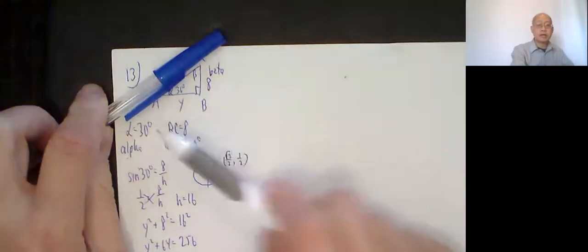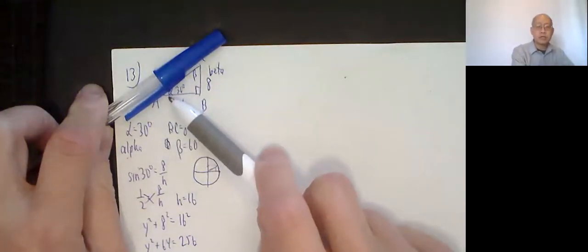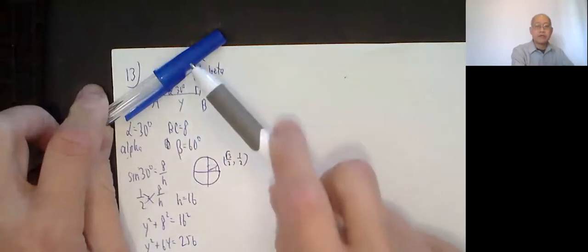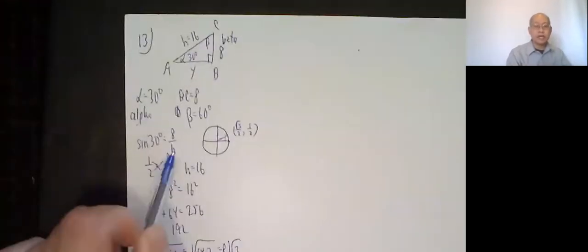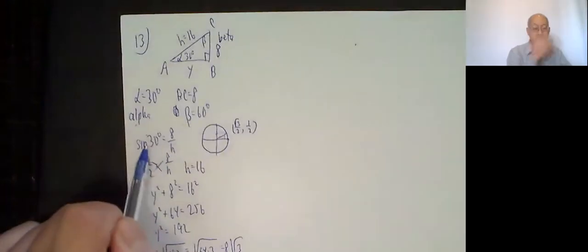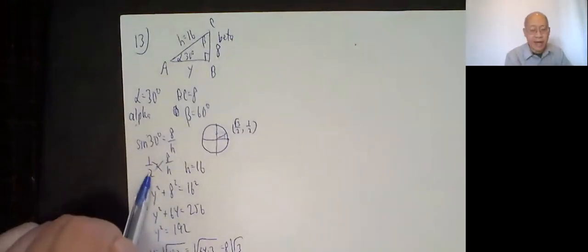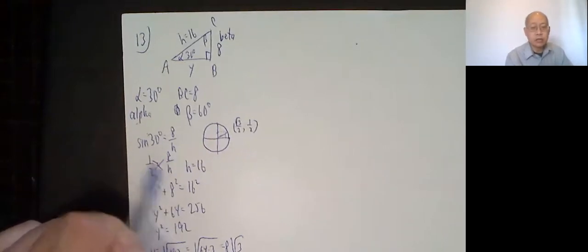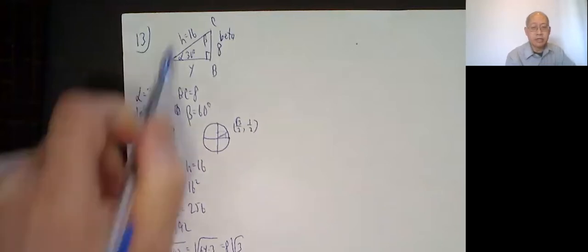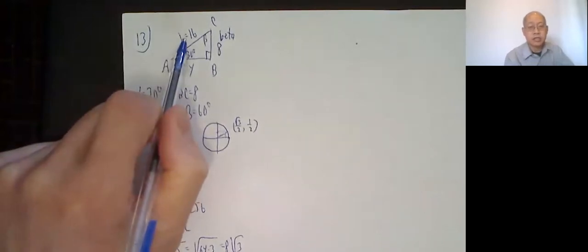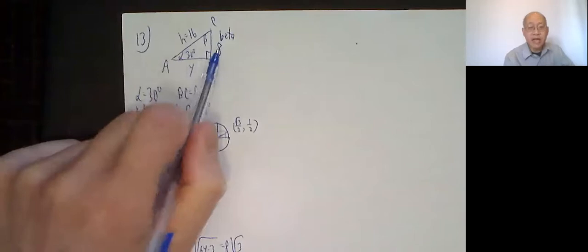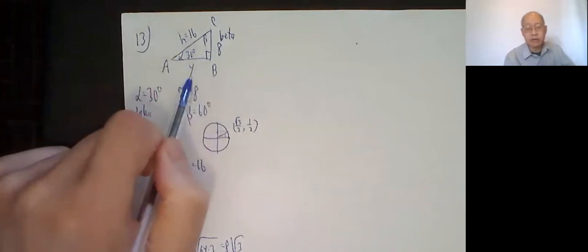So I decided to go sine of 30 degrees is opposite over hypotenuse. So it's 8 over h. I just went over the sine of 30 degrees as a half, or you can actually punch it in a calculator. But I change this to 1/2 equals 8 over h. Cross multiply, get h equals 16. So h is 16.